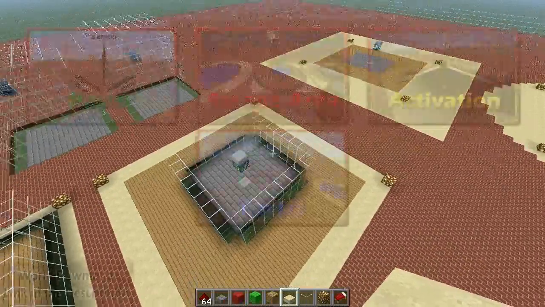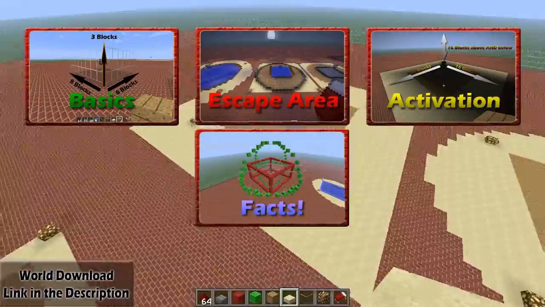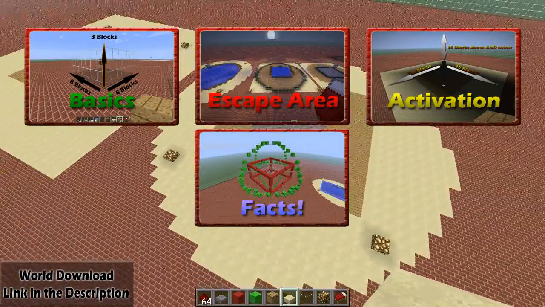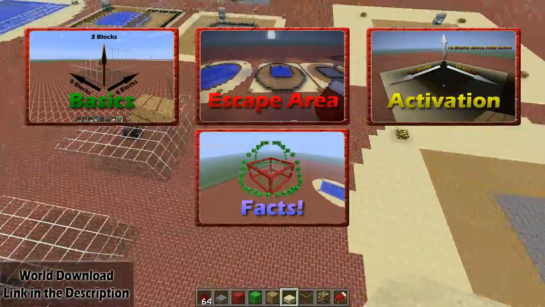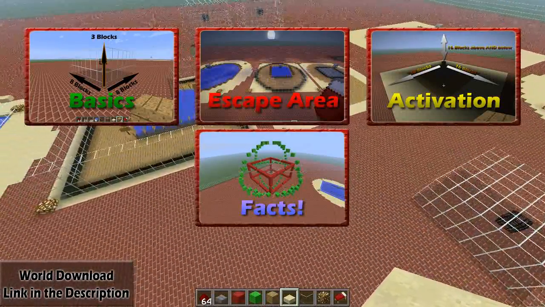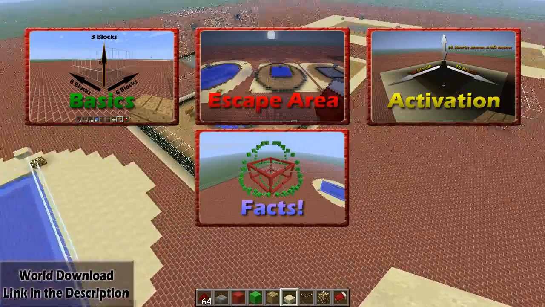I will leave annotations on this opening clip so that if you need any part of the guide you can just go ahead and click that and get to the desired information quickly. But anyway, beyond that, let's start out with some basics.